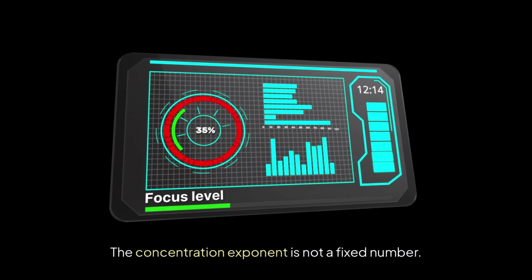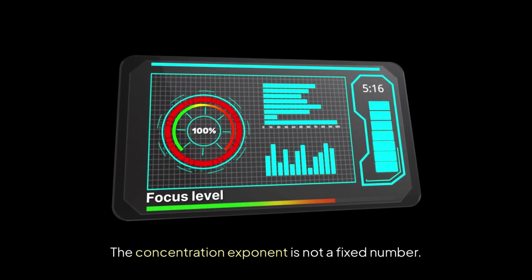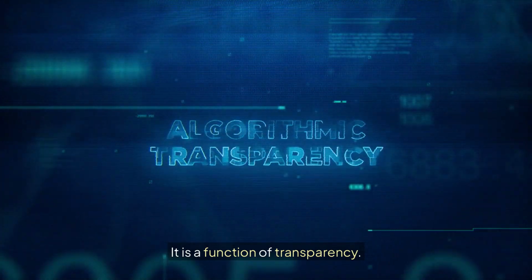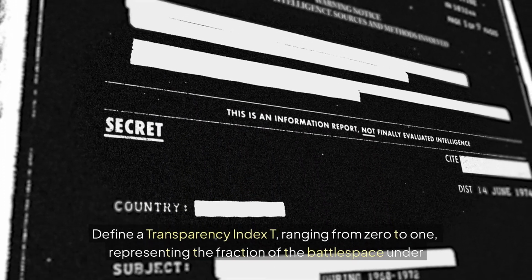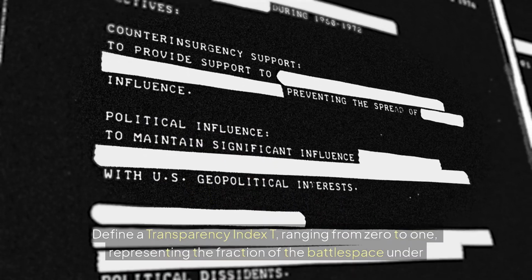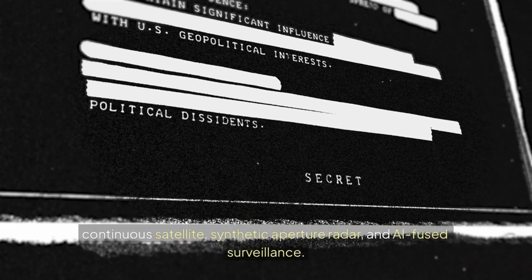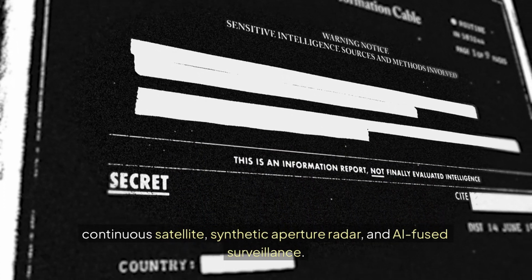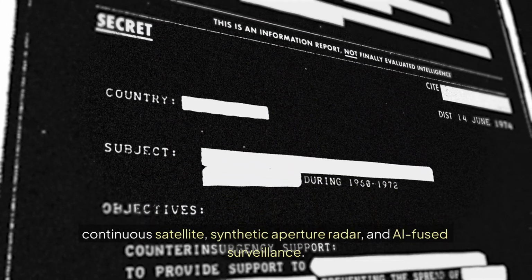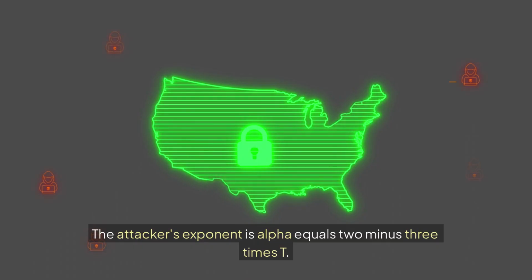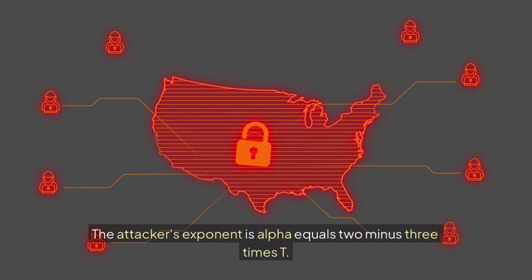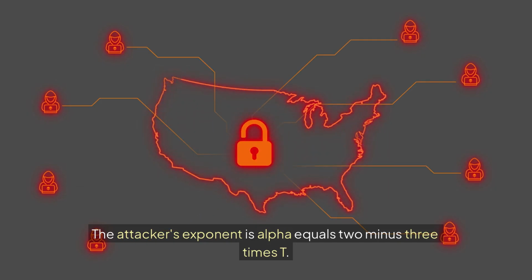Here is how. The concentration exponent is not a fixed number. It is a function of transparency. Define a transparency index T, ranging from 0 to 1, representing the fraction of the battle space under continuous satellite, synthetic aperture radar, and AI-fused surveillance. The attacker's exponent is alpha equals 2 minus 3 times T.